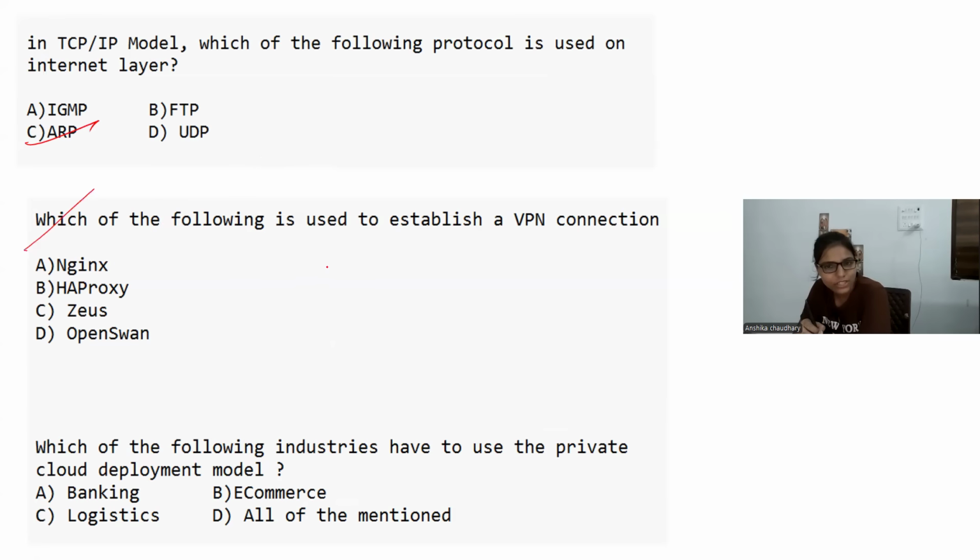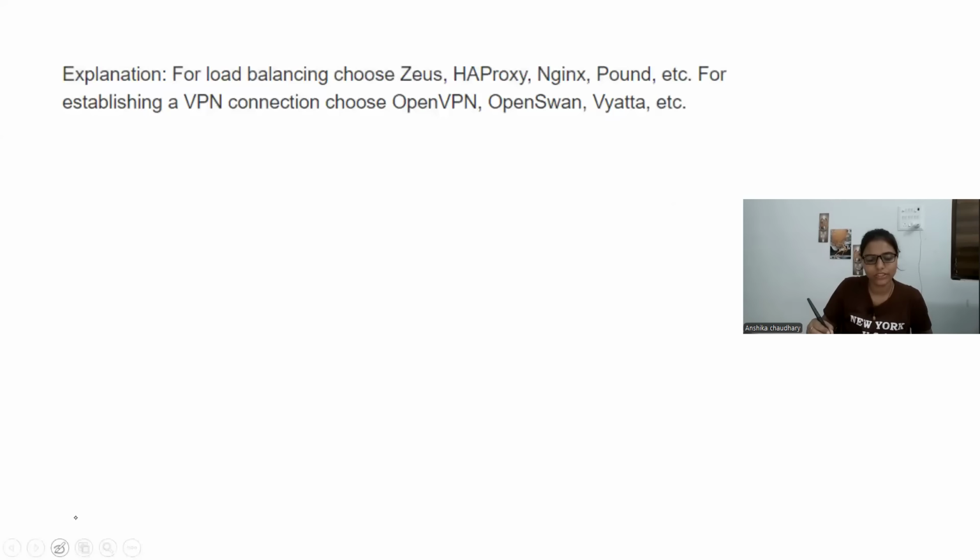Which of the following is used to establish a VPN connection? For a VPN connection, OpenSWAN is the best way. Which of the following industries have to use the private cloud deployment model? Banking, e-commerce, logistics. For all these, the private cloud deployment model is necessary, because they are dealing with data and storage. Banking, e-commerce, and logistics are financial-related organizations, so they will have priority for the private cloud model. Let's have a look at the next question.